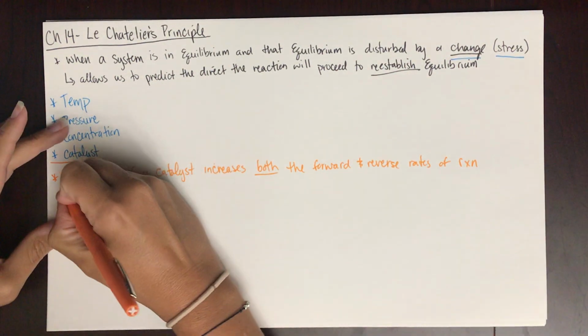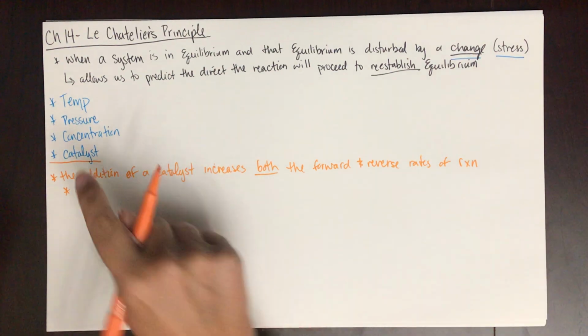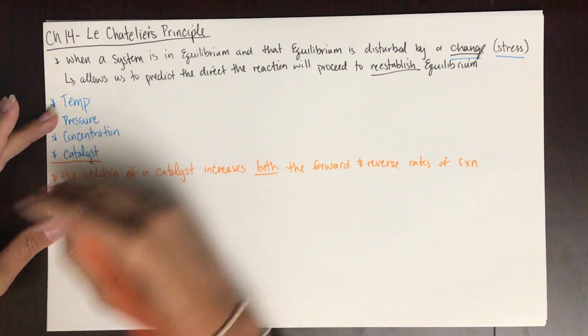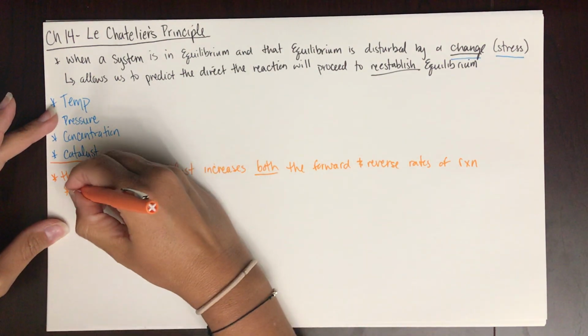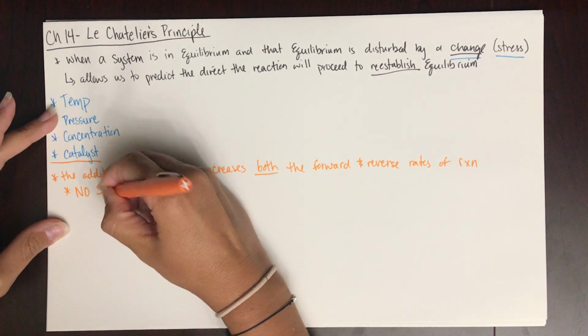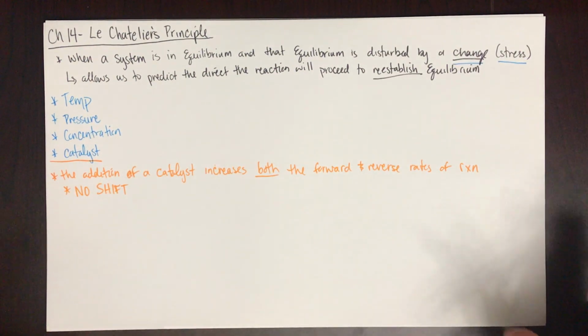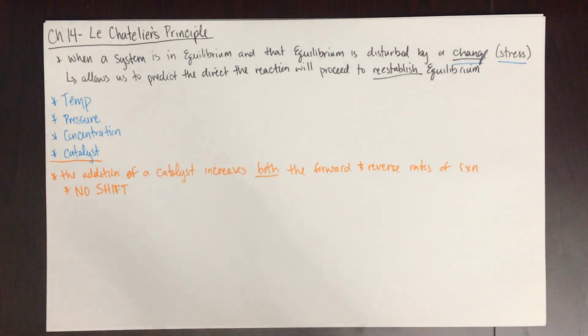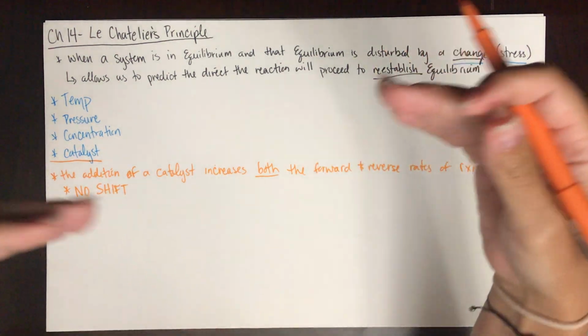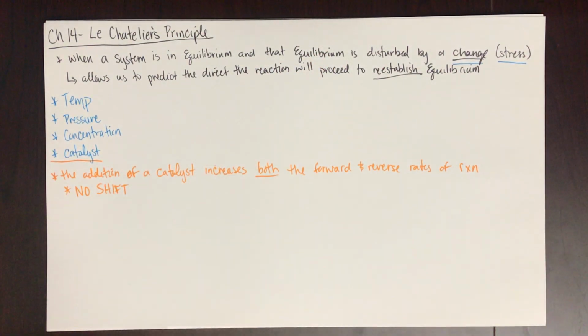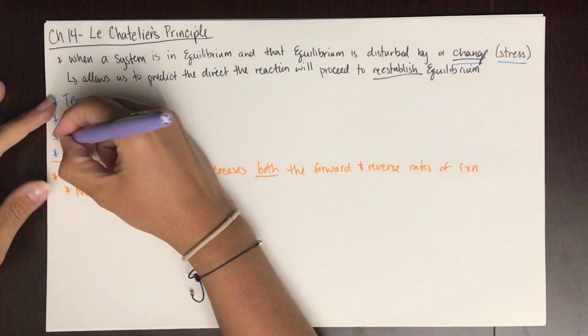So this is kind of a trick question, because even though a catalyst is a stress, it does not cause any shift in the chemical equilibrium. So that's an easy one, because there's no shift when we add a catalyst, because even though the reaction is happening faster, the forward rate and the reverse rate are increasing at the same magnitude. So now let's go back to, well, maybe we'll do this from the bottom up. Now let's look at concentration.